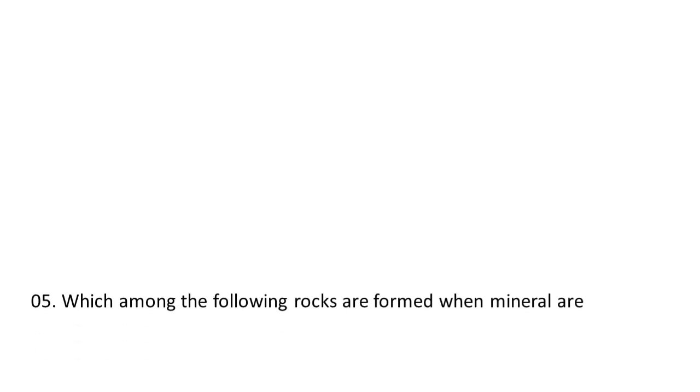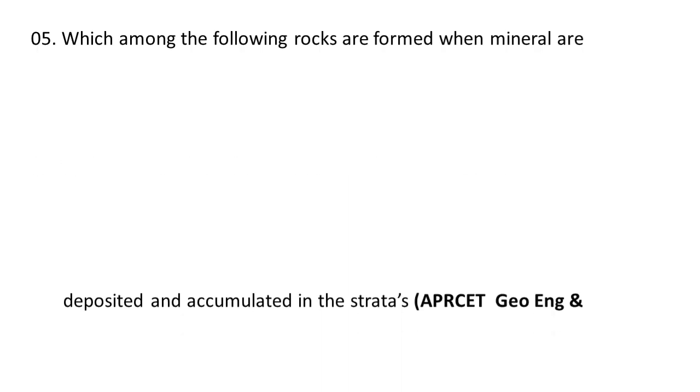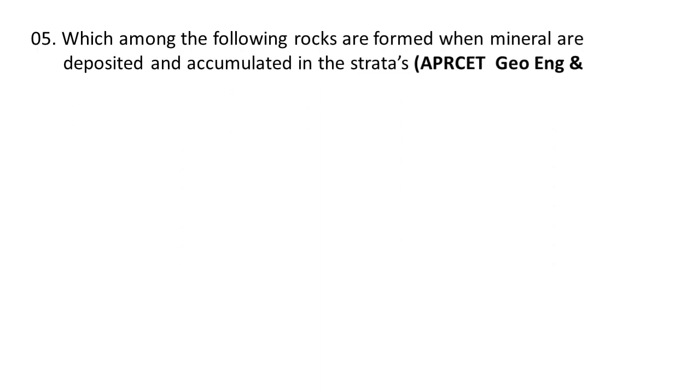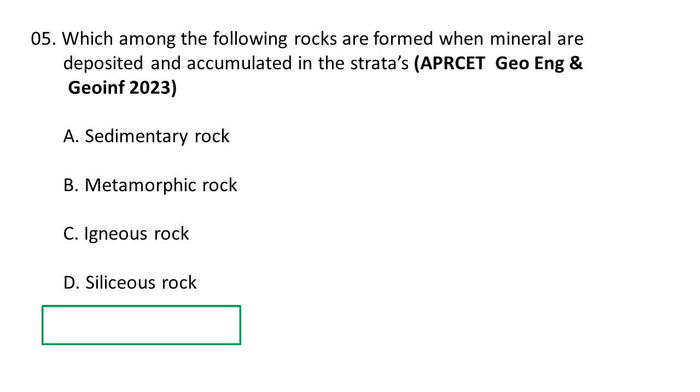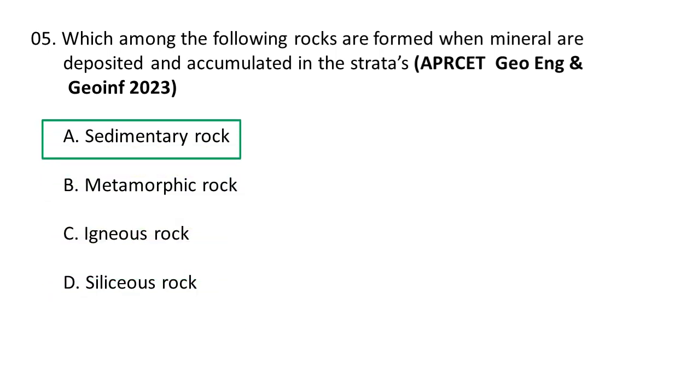Next question. Which among the following rocks are formed when minerals are deposited and accumulated in the strata? A. Sedimentary rock, B. Metamorphic rock, C. Igneous rock and D. Siliceous rock. The rocks which are formed when minerals are deposited and accumulated in the strata are obviously sedimentary rock. A is the correct option.